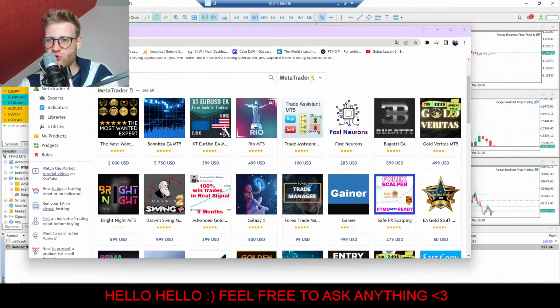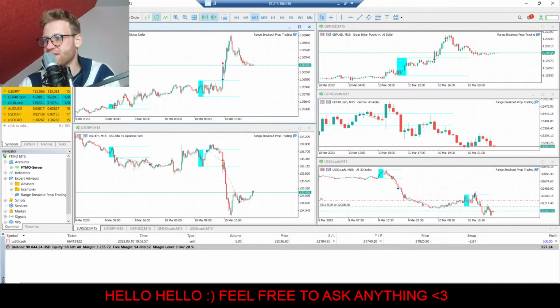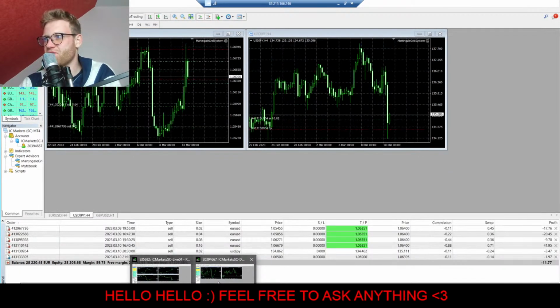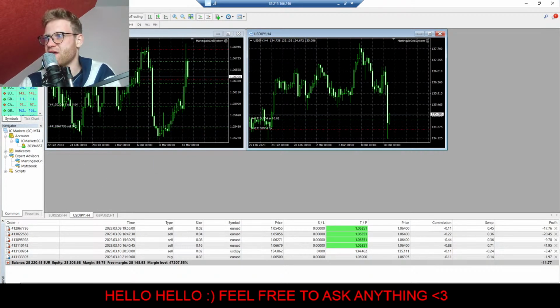Is it possible to have 2 or more instances of MetaTrader 5 from the same broker? Yeah, this is possible. Like for example, as you can see here, I have multiple. Can I show this? Yes. I have multiple MetaTrader 5 or 4 accounts here. It's the same broker. It's the same VPS. I have another MetaTrader 5 here.